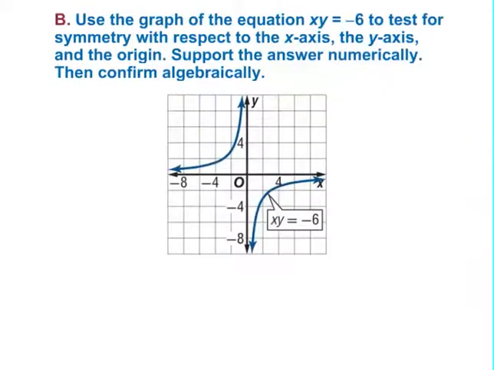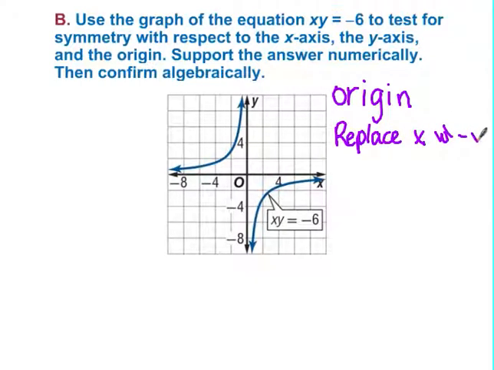All right, let's look at the next one. Use the graph to test for symmetry with respect to x, y, and the origin. So looking at that, what symmetry does it have? Origin, or so we think. So we're going to try to answer origin. Now if you remember, with origin symmetry you were to replace x with negative x and y with negative y. Oh, silly. There we go. We'll make that a y.